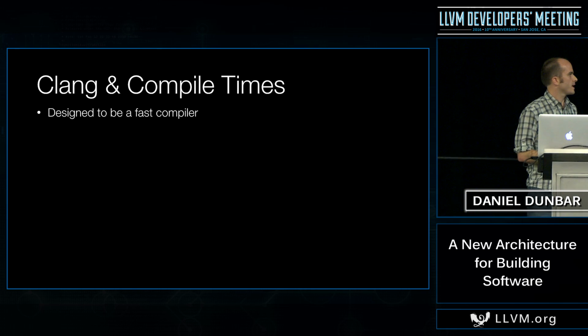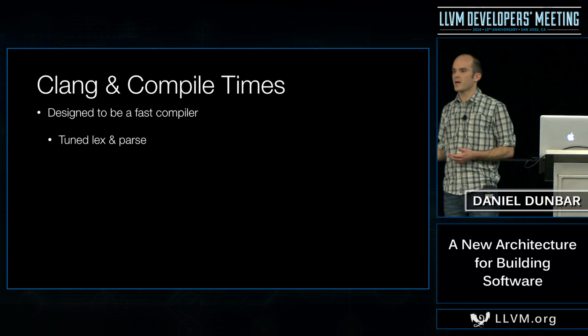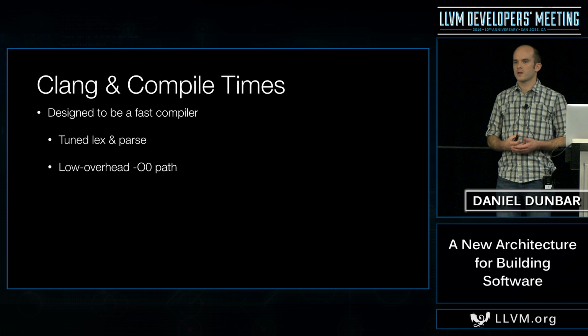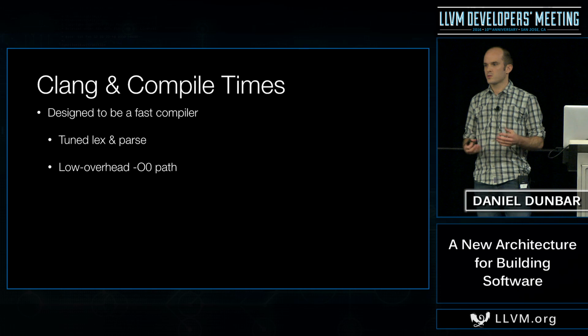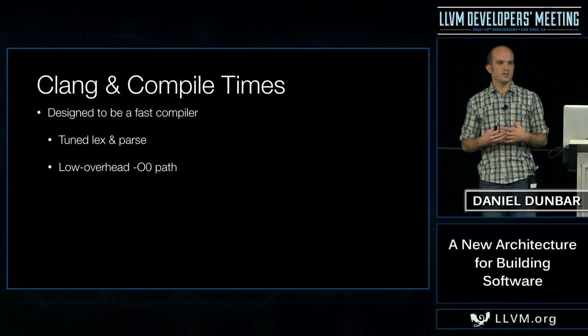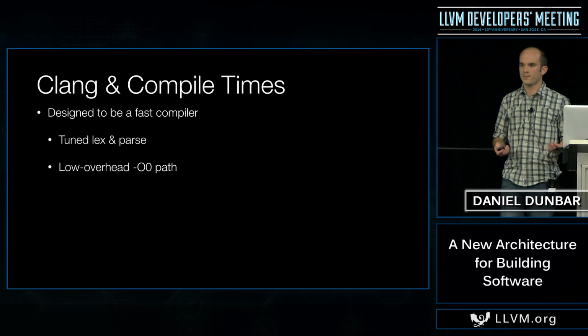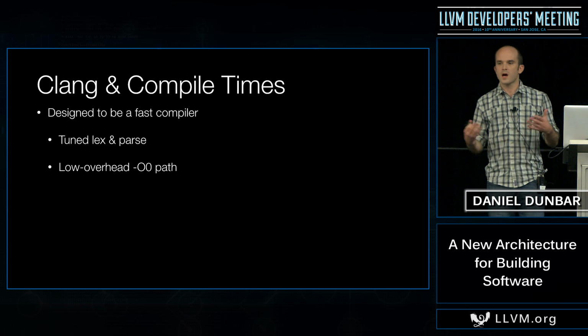And the way that Clang tried to be a fast compiler was starting with having a tuned lexing and parse implementation. Then we focused very heavily on having a very low overhead O0 path. So we tried to make sure that the compiler didn't do any unnecessary optimization when you were trying to do O0. And we did things like fast instruction selection to make sure that we just optimized for having a fast build.